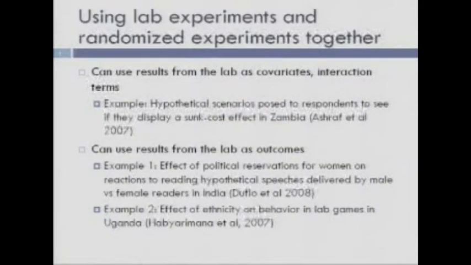Another frontier is using lab experiments and randomized experiments together. There are a couple of different ways you can do that. You can use results from the lab as covariates, or as interaction terms. So for example, Ashraf et al. have people play lab games to see who's subject to a sunk cost effect, and then they see whether they exhibit the same behavior in a real world case. You can also use results from the lab as outcomes.